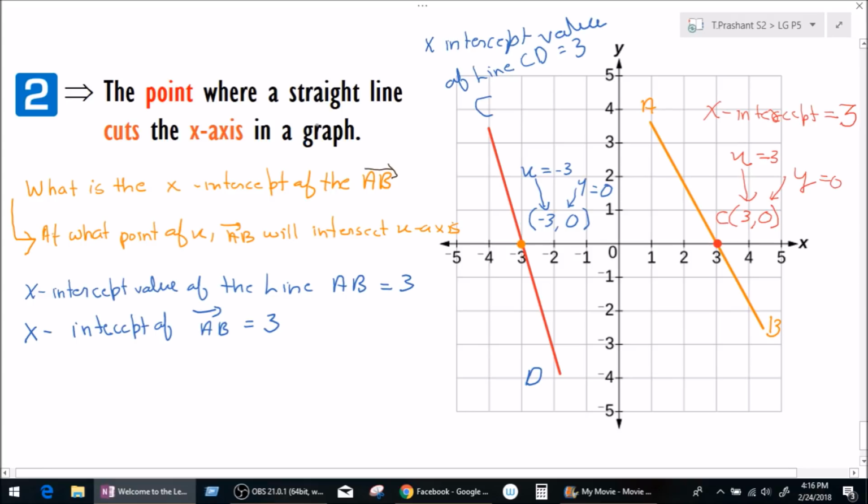That's how a point where a straight line cuts the x-axis in a graph is termed as x-intercept. Because at that point y is always 0. Why? Because that point is on the x-axis where y equals 0. Now keep in mind that 0 is also a point of origin. A point of origin is a point where the x-axis meets the y-axis, and both of their values are 0.